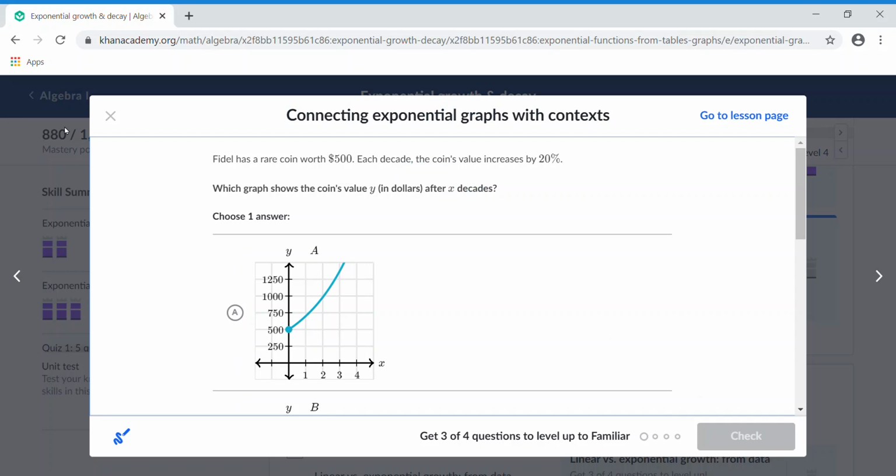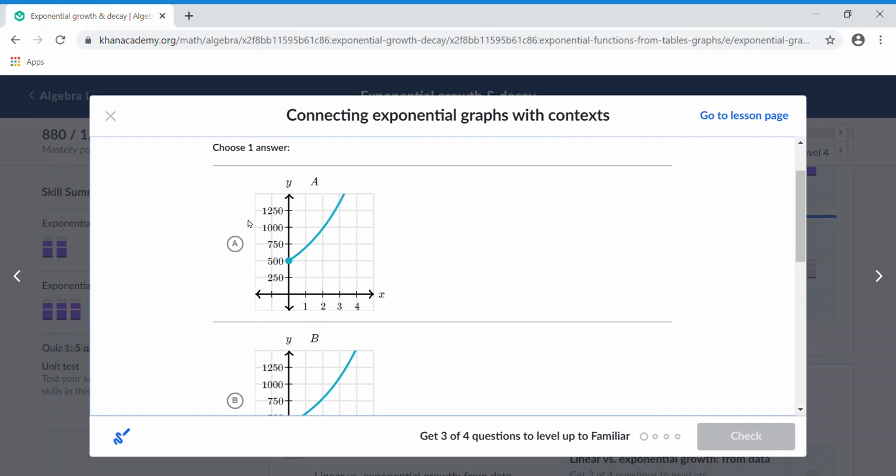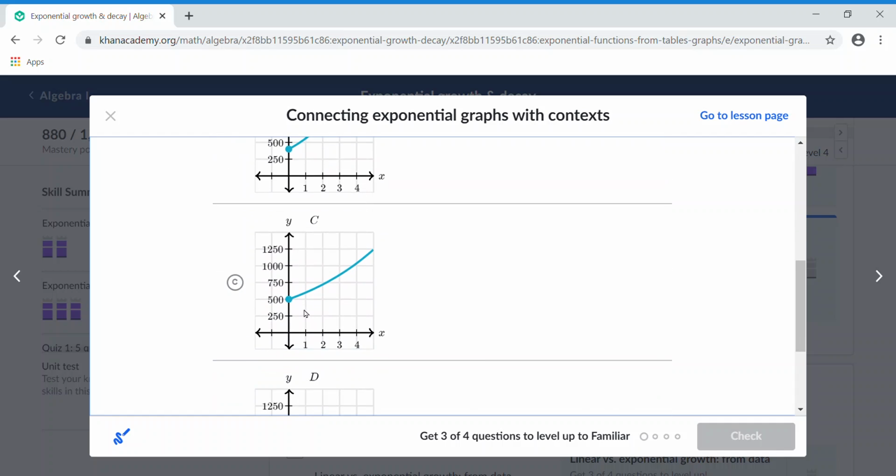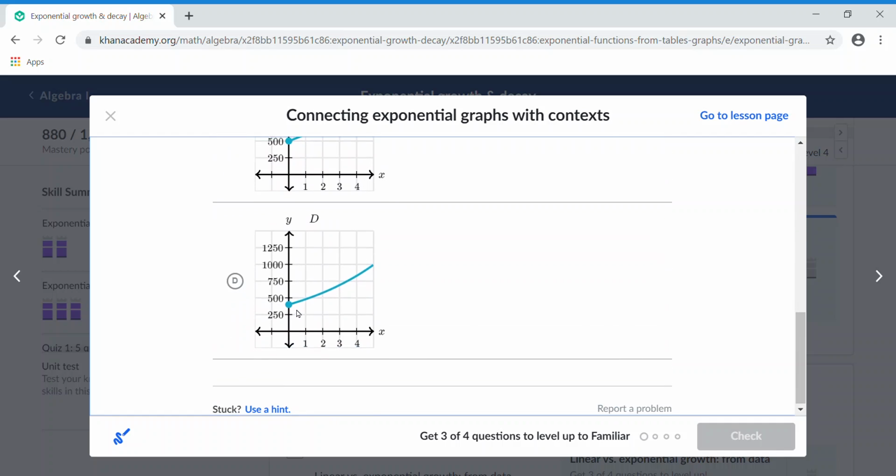So let's start. Fiddle has a rare coin worth $500. Each decade the coin's value increases by 20%. Which graph shows the coin's value Y in dollars after X decades? So the initial value of the coin was $500. So let's see which graph has $500. This one, A and C.